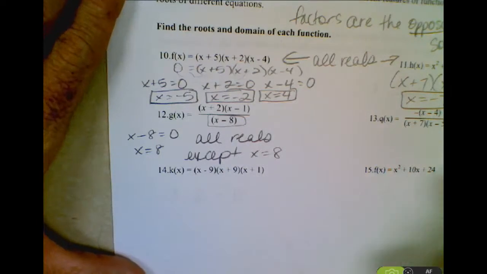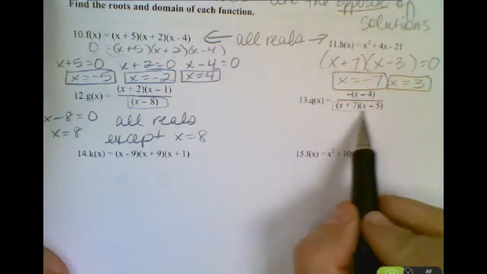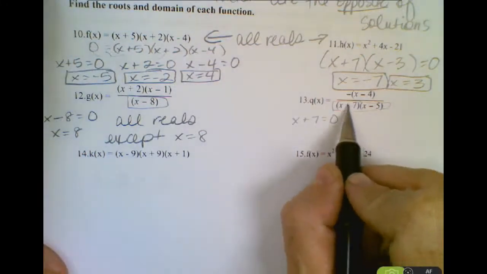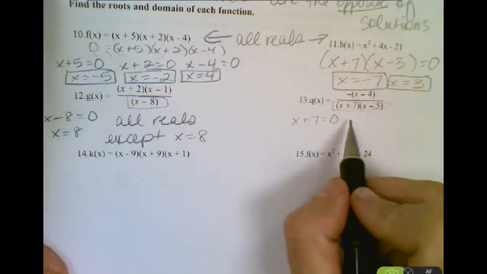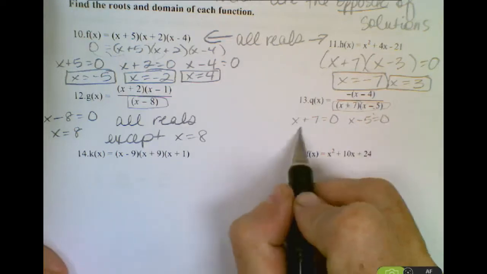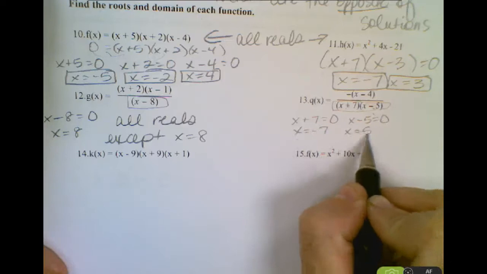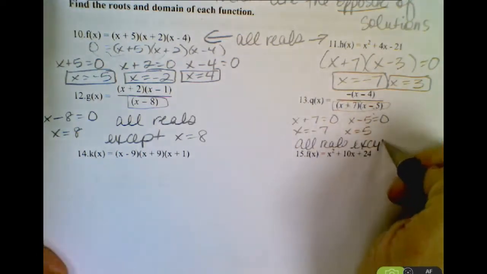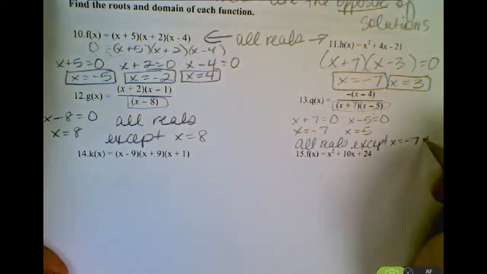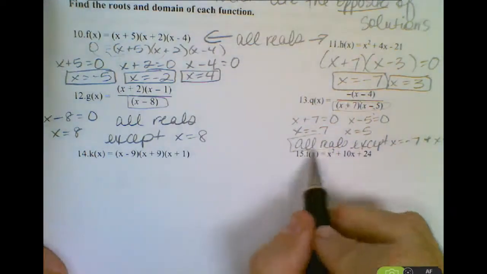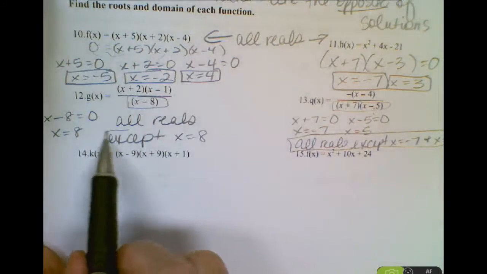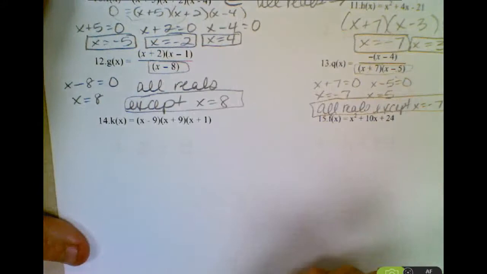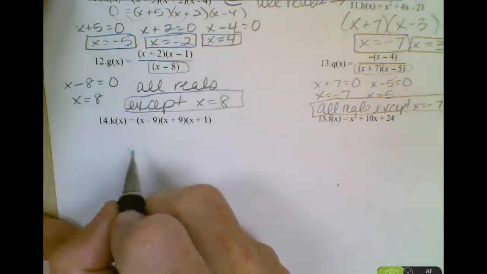Okay. Number 13 is actually going to have two numbers that will make this undefined. So you set those each equal to 0, because if either one of those numbers is 0, then the product of that denominator is going to be 0. So you would get x equals -7 and x equals 5. So our domain is going to be all reals except x equals -7 and x equals 5. Okay. Go ahead and do number 14 and 15 on your own, and then come back and check your solution.